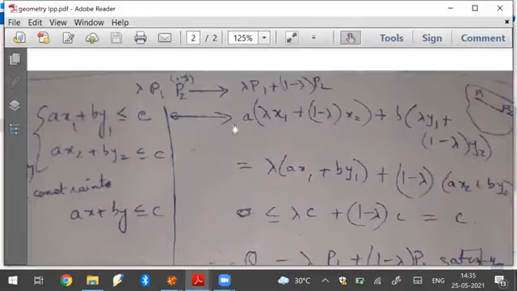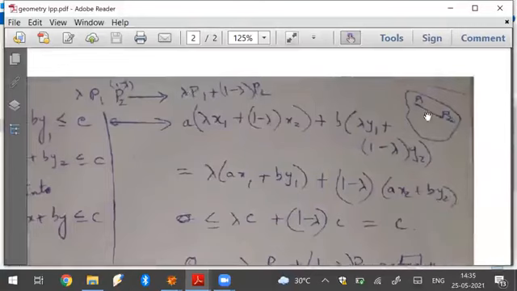Now we are taking a linear combination: lambda portion of P1 and 1 minus lambda portion of P2. Geometrically, we are taking a ratio, a division of P1 P2, that is any point on the straight line joining P1 and P2. This point is given by lambda P1 plus 1 minus lambda P2, an idea we have from vectors. As you vary lambda, you get one point after another on this straight line.